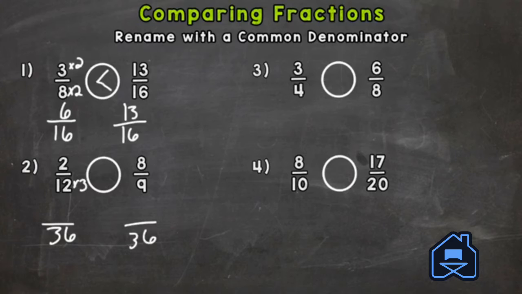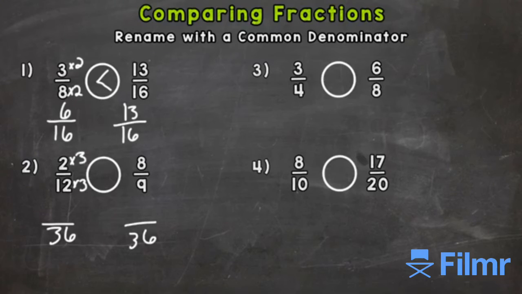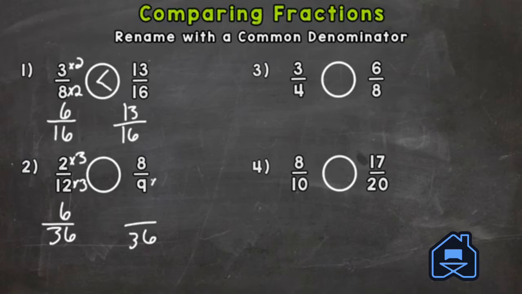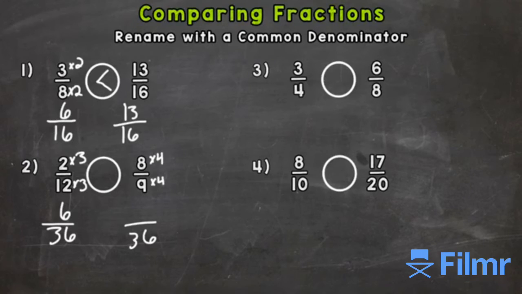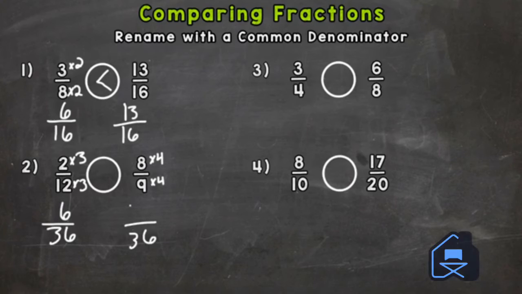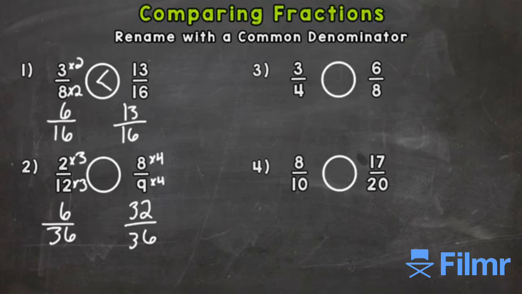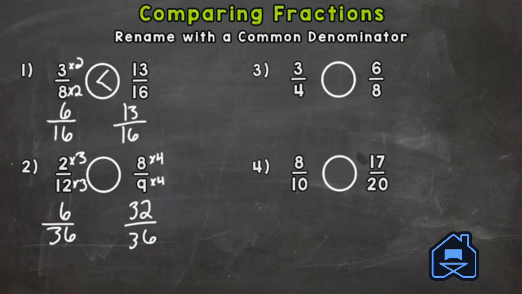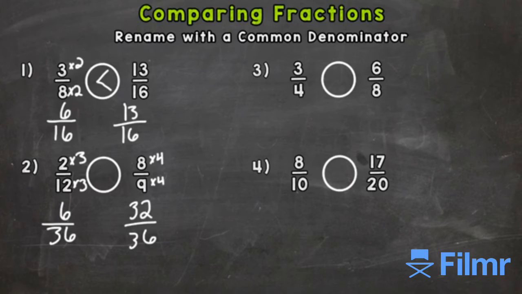12 times 3 is 36, so let's do the same thing to the top. 2 times 3 is 6. 9 times 4 is 36, so do the same thing to the top. 8 times 4 is 32. Now that we have a common denominator and we renamed, it's very easy to compare. 6/36 is less than 32/36.